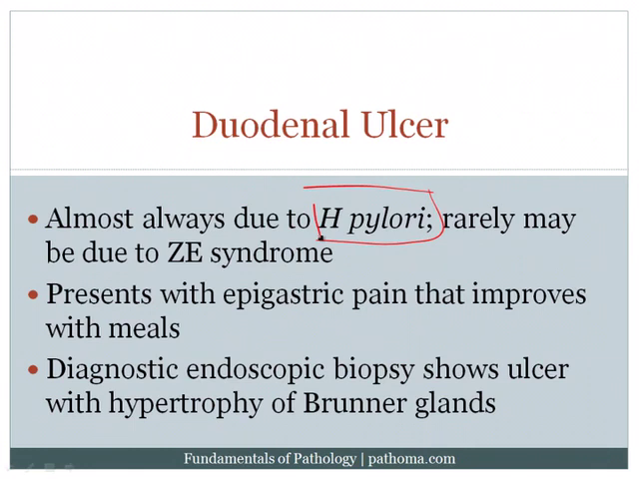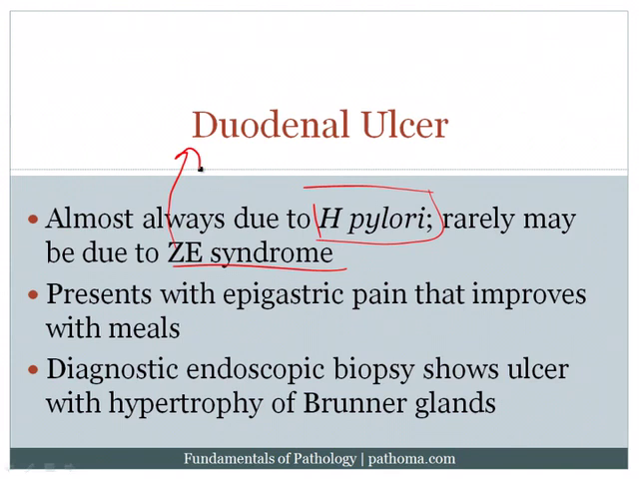However, rarely it can also be due to ZE syndrome. Remember that ZE syndrome is when a patient has a gastrinoma. The gastrinoma is a tumor that produces excess gastrin. The gastrin goes into the blood, it hits the parietal cells, and the parietal cells then begin to secrete massive amounts of acid. And the production of massive amounts of acid can result in peptic ulcer disease with a duodenal ulcer. And in ZE syndrome, you can also have multiple ulcers. You can also have ulcers that extend into the jejunum, etc. But anyway, that's one way by which a duodenal ulcer can arise.